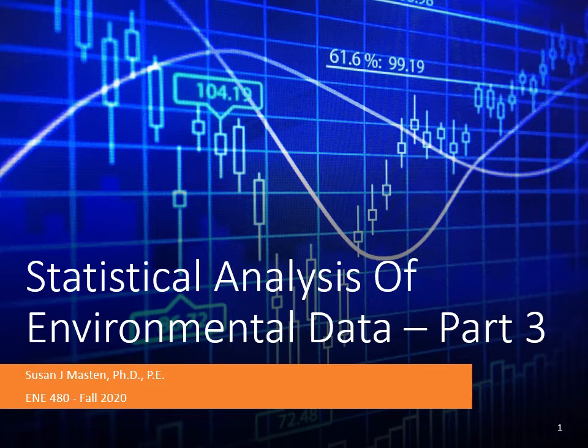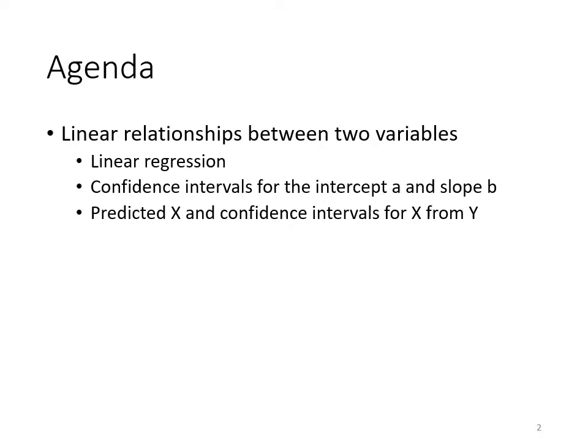Welcome to ENE 480. This is part 3 of a 4-part series on statistical analysis of environmental data. In this unit, we'll discuss linear relationships between two variables. We'll look at linear regression, then look at confidence intervals for both the intercept and slope of that regressed line. And then we will look at predicting values of x and its confidence intervals from values of y.